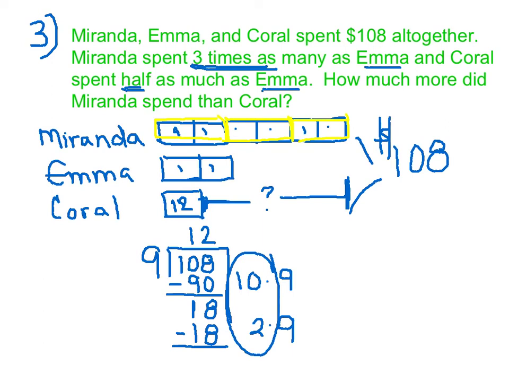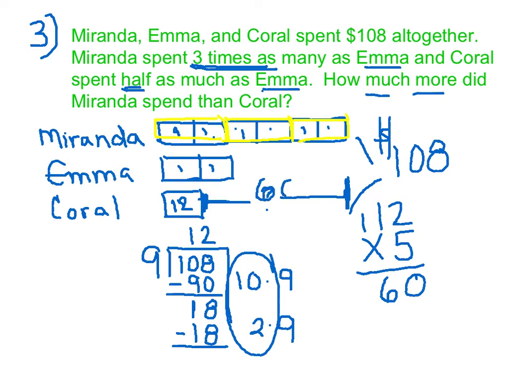But I go back to the question of how much more did Miranda spend than Coral? So I wanted to know the difference here and here. So that difference would be 1, 2, 3, 4, 5 boxes. So 5 groups of 12, 60. So from here to here would be 60. So Miranda spent $60 more than Coral. Okay, good job.